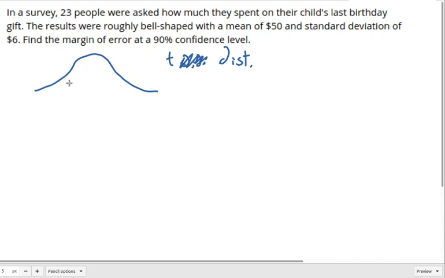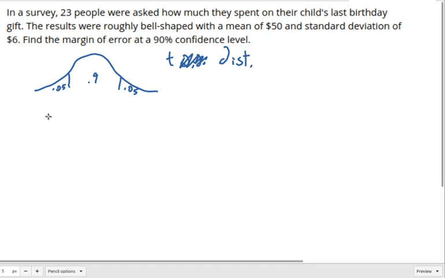So the idea is, if we put our confidence level in the middle, 0.9, then there's 10% left over for the two tails. If I split that into the two tails, then I've got 0.05 here and 0.05 to the left. So altogether, that should add up to 1.